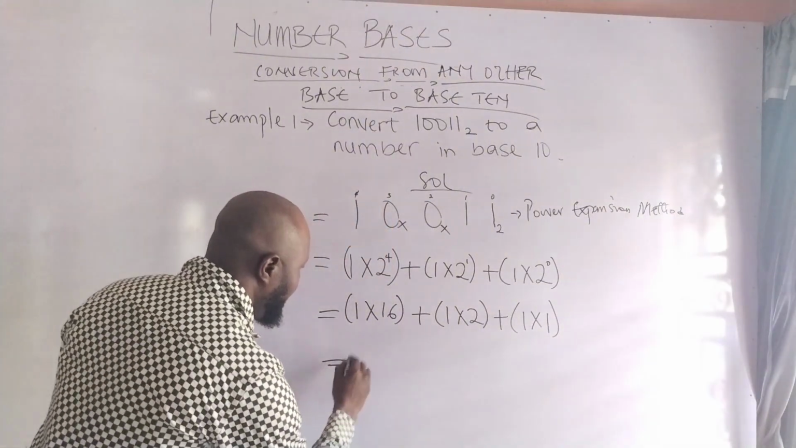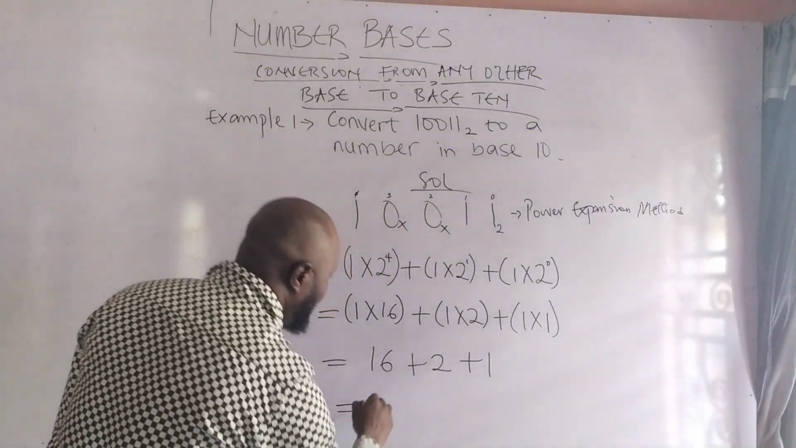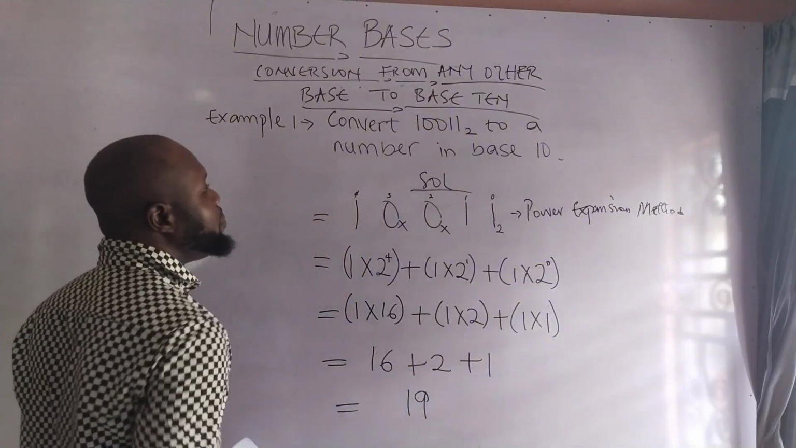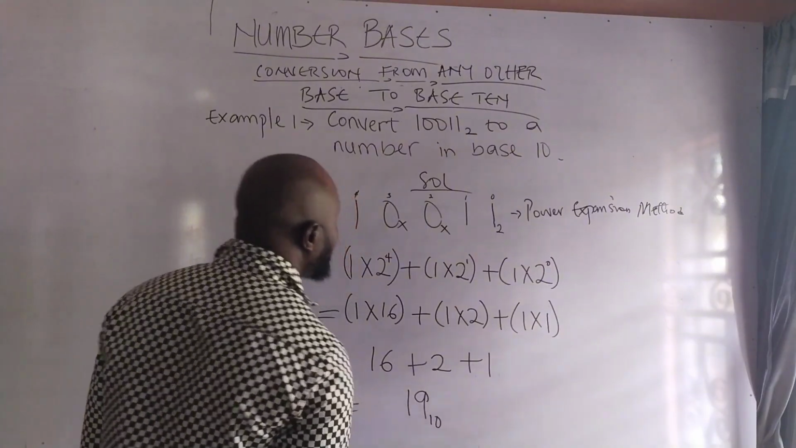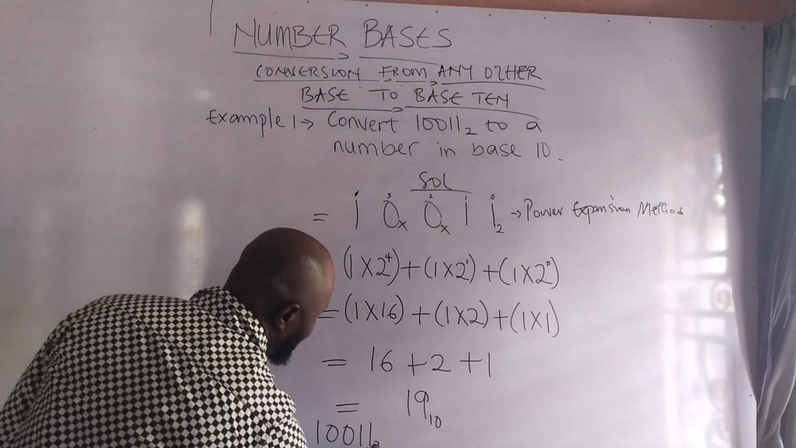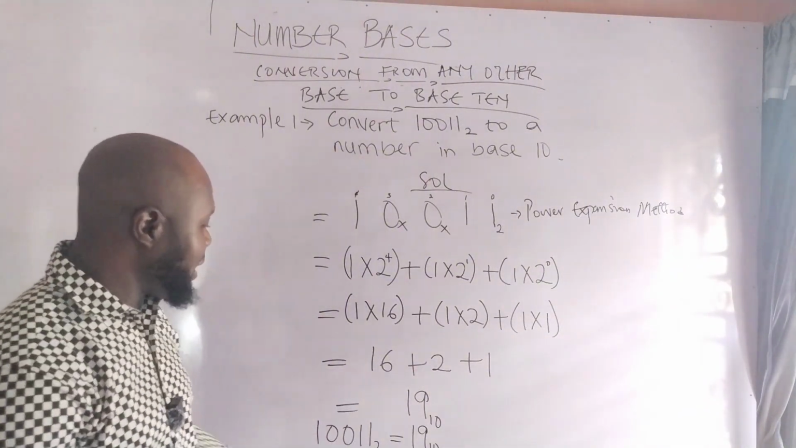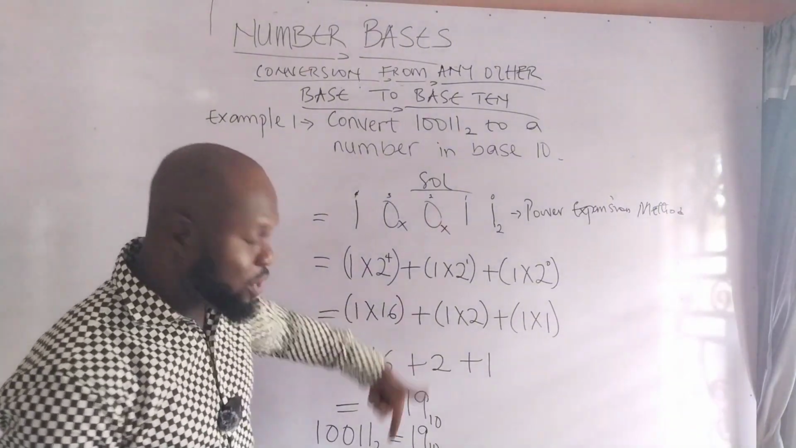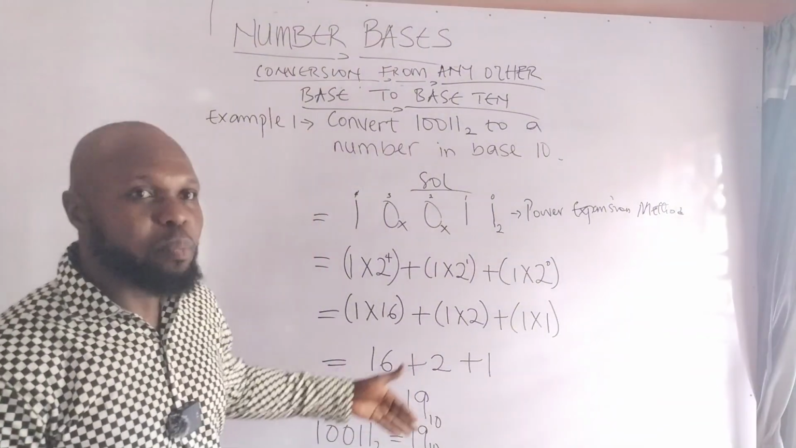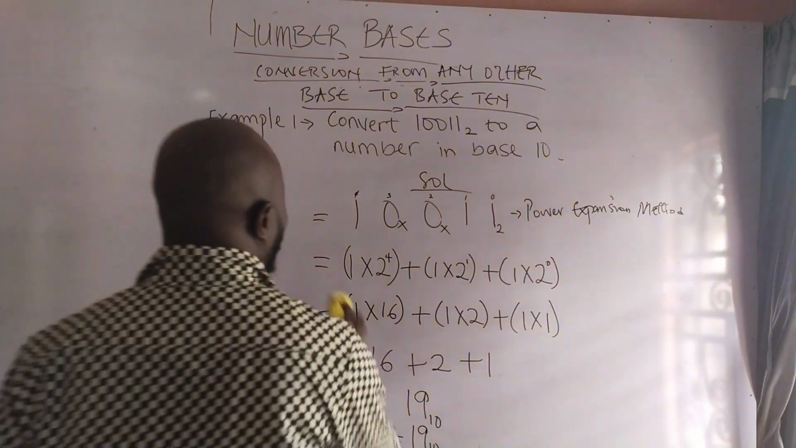Are you getting it? Then you say 1 times 16 is 16, plus 1 times 2 is 2, plus 1 times 1 is 1. So 16 plus 2 is 18, and 18 plus 1 is 19 in base 10. So 1 0 0 1 1 in base 2 equals 19 in base 10. If you watch the previous video, you will realize that we converted 19 in base 10 to base 2. So go and watch how we convert base 10 to any other base, and from any other base to base 10.